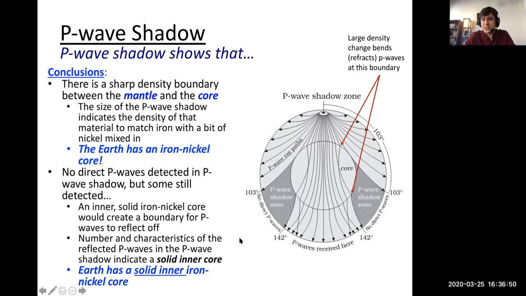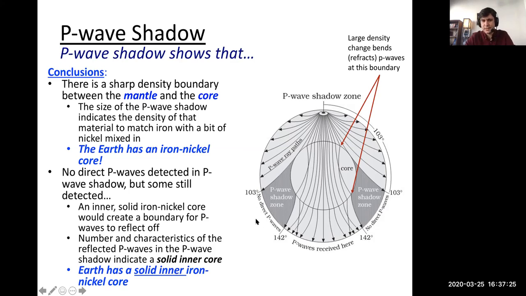But the P wave shadow is not completely devoid. It's not empty of P waves. We see some P waves that are getting in there. They're just not directly arriving. They're arriving later than we expect. They are going through and they are reflecting off of this boundary, reflecting off of a boundary somewhere within the core. So the P wave will come down, and if there's a boundary within the core, they can reflect off and end up in this P wave shadow indirectly.